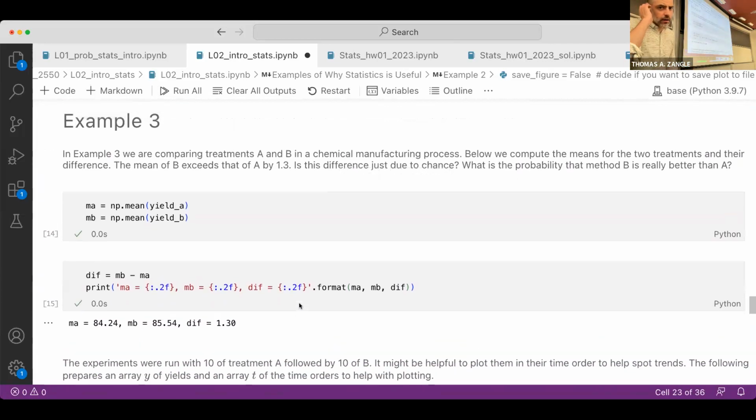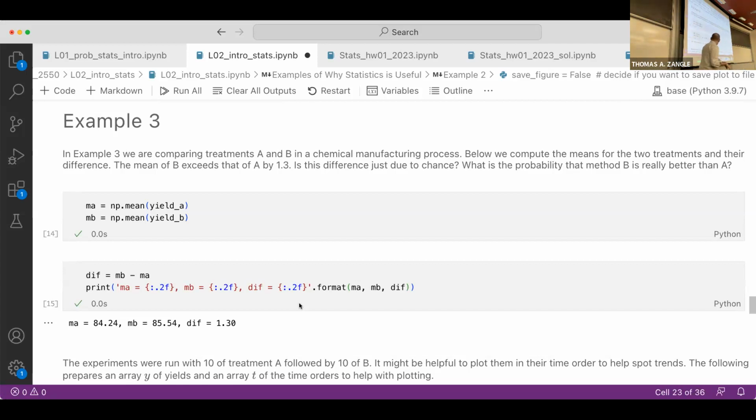Example 3 is the case where we're comparing treatments A and B in some chemical manufacturing process. Again, remember we had some list of yields for process A, and we're comparing it to measured yields for some new process B. And you, as engineering intern at XYZ chemical company, are tasked with determining: is process B better? Do we get better yield with process B than we got with process A?